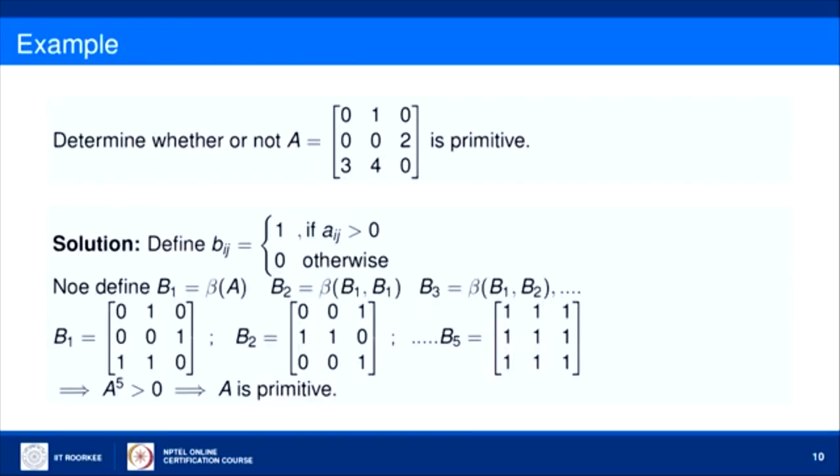Let us see an example of this. Determine whether or not this particular non-negative matrix is primitive. I have this matrix A and I have to check whether it is a primitive matrix or not. One way is to find the eigenvalues of this matrix and its spectral circle. If only one eigenvalue lies on the spectral circle, then it is primitive, otherwise it is not.